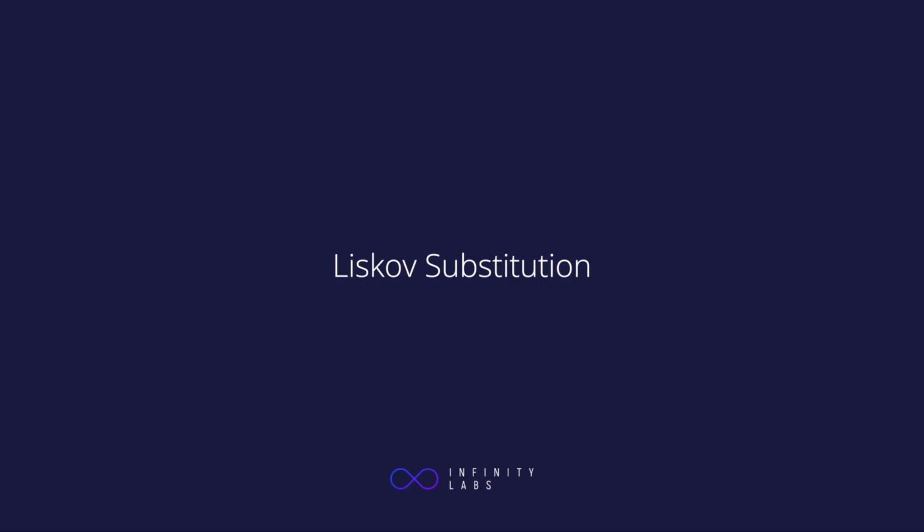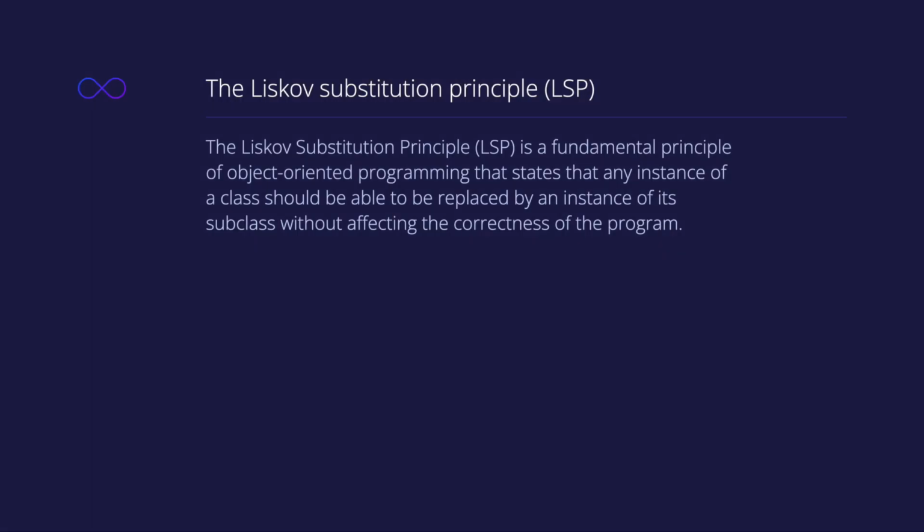Liskov Substitution. The Liskov Substitution Principle is a fundamental principle of object-oriented programming that states that any instance of a class should be able to be replaced by an instance of its subclass without affecting the correctness of the program. In simpler terms, if you have a class A and a subclass B, you should be able to use an object of class B anywhere you would use an object of class A, without breaking anything. This principle is important because it ensures that your code is more flexible, reusable, and maintainable.